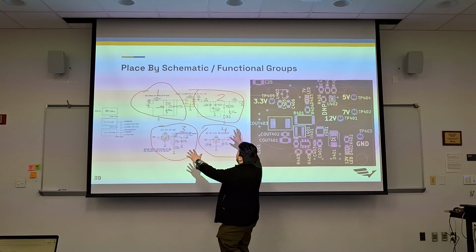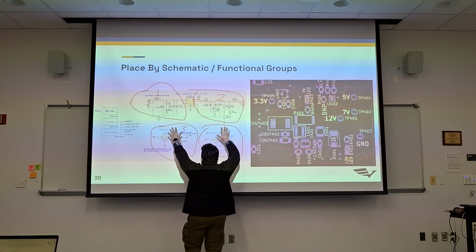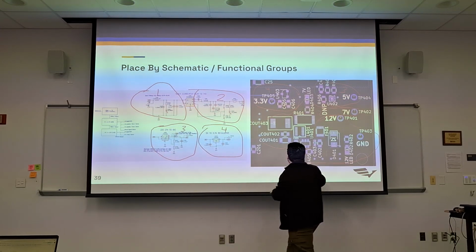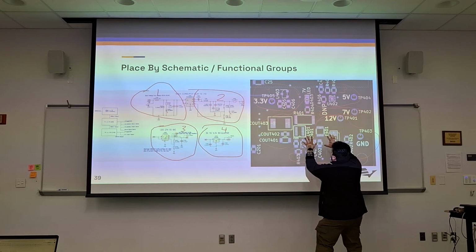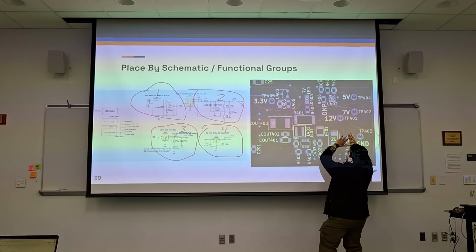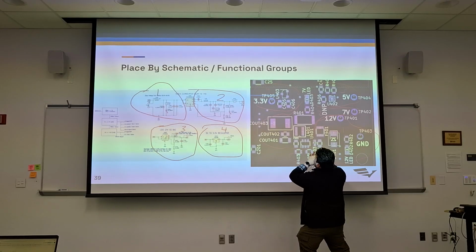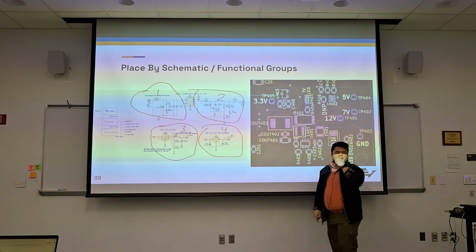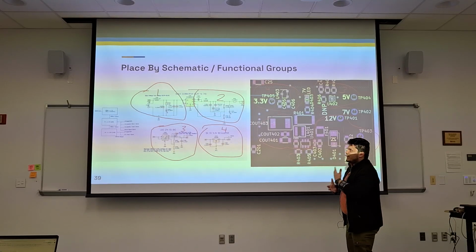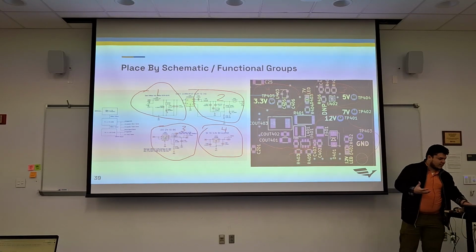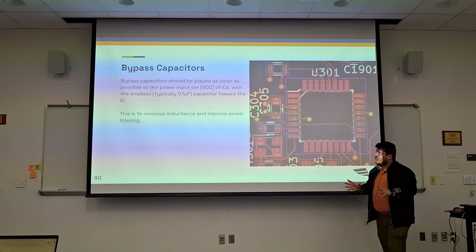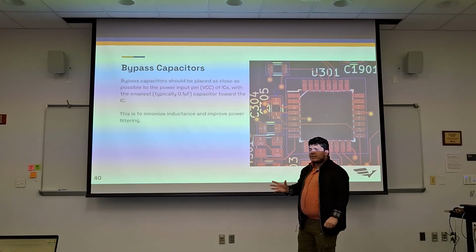In this case, you can break up the buck converter from 12 to 7 into the input side and output side, right? And so you can consider everything is in the input side, everything's in the output side. You can look at the LDO, which is placed nice and neat, or the other regulator, which is also placed out and about. And so this is mostly how you want to place everything, is using the schematic and defining your functional groups.